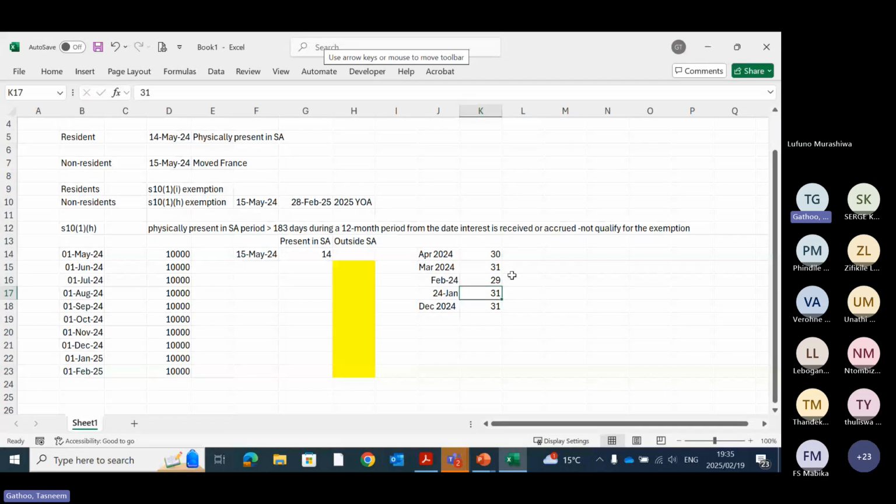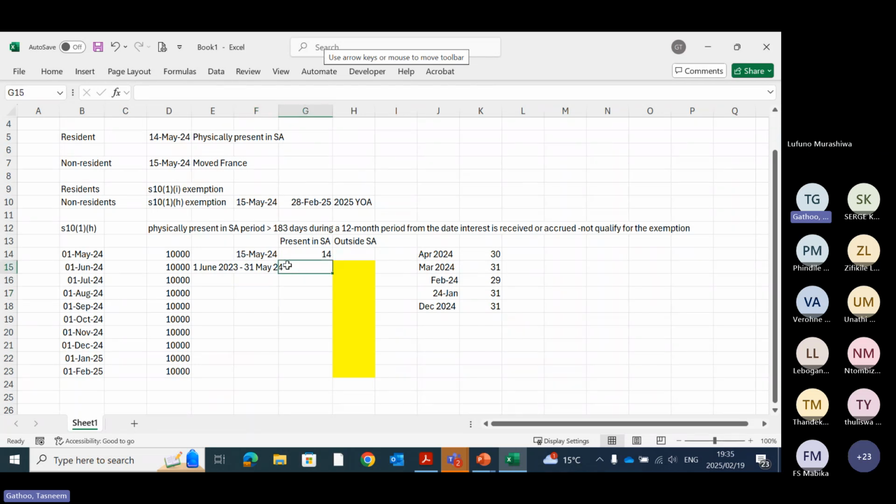All right. So now, when we're looking at the payment that she will receive on the 1st of June, we need to look at the period 12 months preceding that, and was she present in South Africa for more than 183 days. So for June, it would have been 1 June 2023 to 31 May 2024. We need to calculate how many days she was present in South Africa in this period.